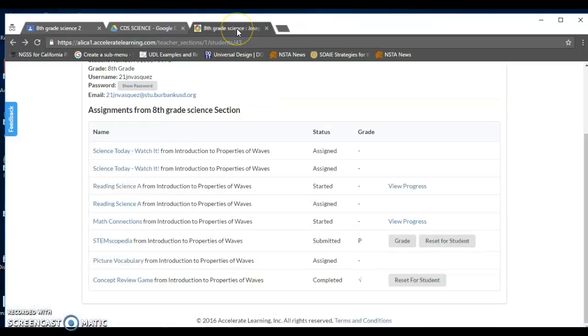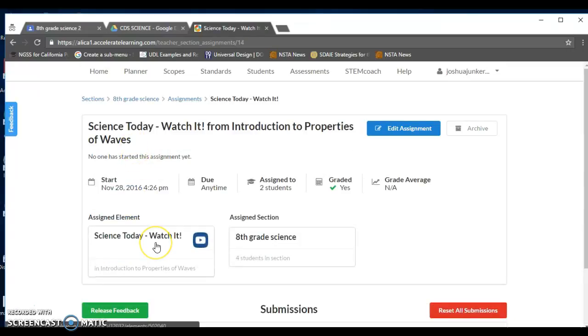And those same assignments are right here at the top. When you open up your page, you may find that there's 2 of each. I don't know why that is. I don't know why it says Science Today, and there's 2 of them, or Reading Science A, 2 of them. There's only 1 Math Connections, but you just click on one of them to do for both the Science Today and the Reading Science.